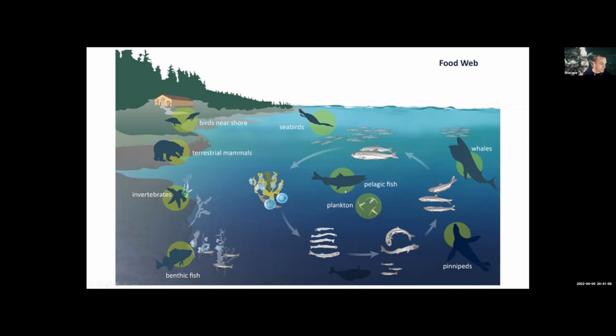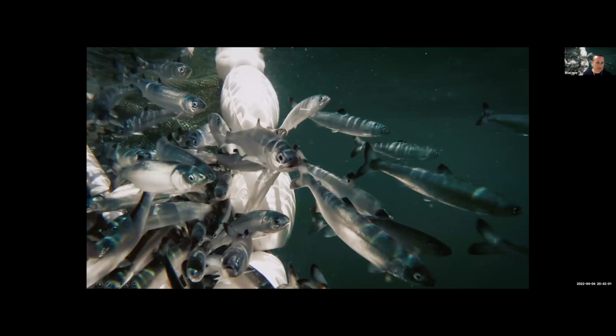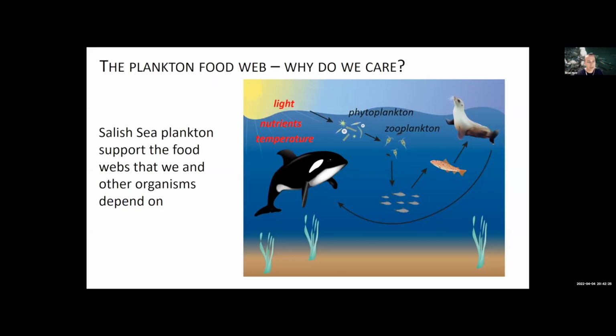Another species we can see in here, I have to highlight the salmon. I do have the salmon in my background for my Zoom picture. These are juvenile salmon in the Discovery Islands, and they are also very dependent on the productivity in the Strait of Georgia. A lot of what our research is about is how these food systems that support species like salmon and herring are changing. I'm emphasizing this point over and over again because we care about the plankton food web because they support the food webs that we and other organisms depend on.